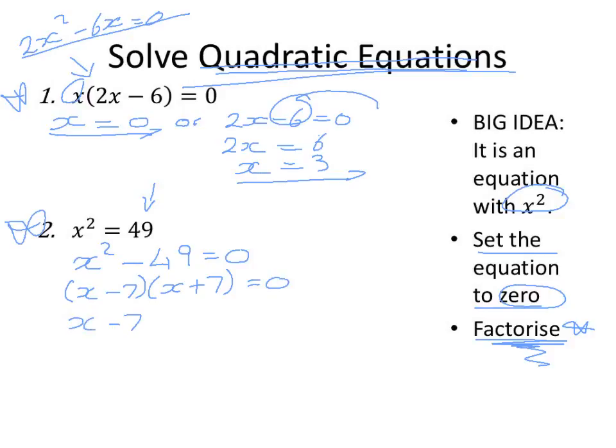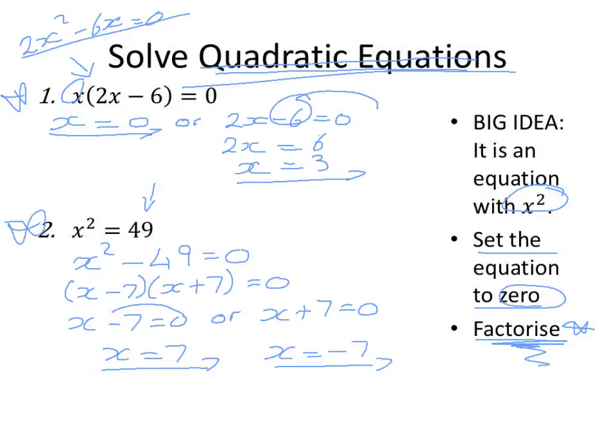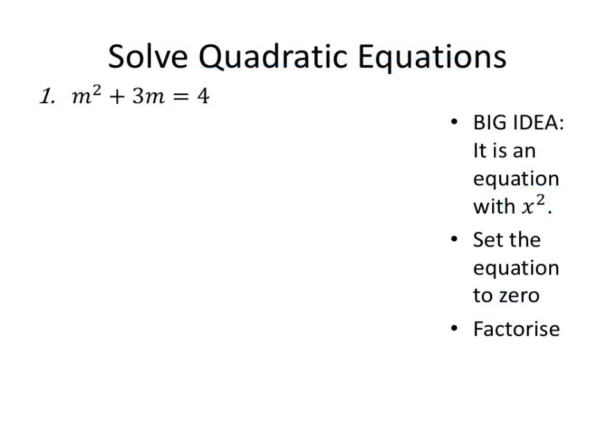Right, x minus 7 is equal to 0, or, don't leave out the word or, x plus 7 is equal to 0. Solve the equation, minus 7 comes over, becomes positive 7, and 7 comes over, becomes negative 7. Again, both of these values for x, if they're plugged into the equation, will make it true. So one last one I want to show you.